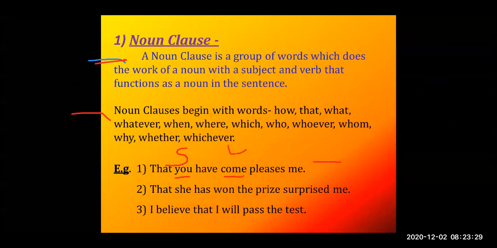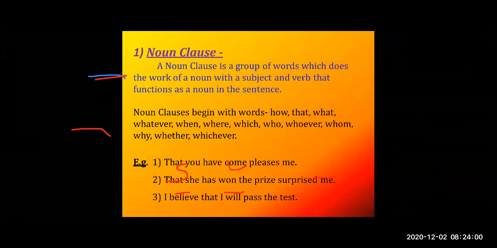Come is the verb. What have we seen about the noun clause? That it does the work of a noun, with a subject and a verb. So you is the subject, come is the verb, and pleases me acts as the predicate. Noun clauses begin with words like that, how, what, whatever, whoever. So that you have come is your noun clause.